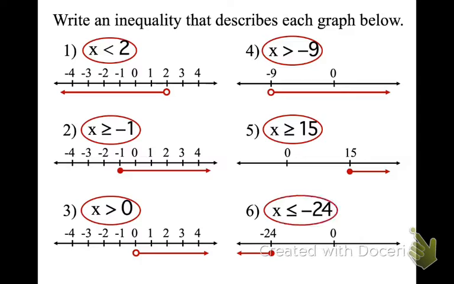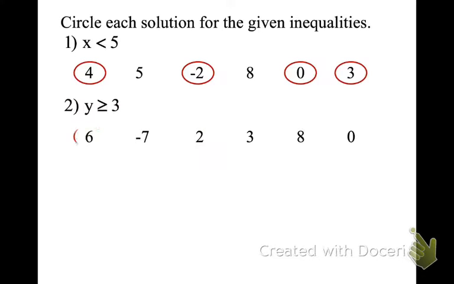I'm going to skip that. We talked about, what would I do here? Circle each solution for the given inequality. Is 4 a solution? Could I substitute it for X? Could I substitute 5 for X? No. Negative 2? Yes. 8? No. 0? Yes. Okay, yes. 3. Yes. All right.